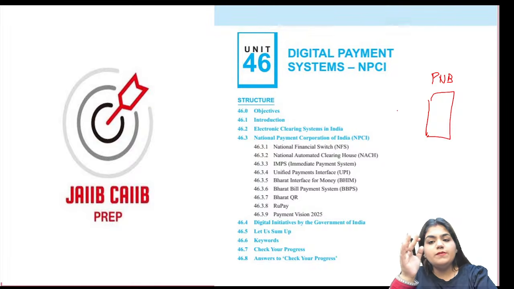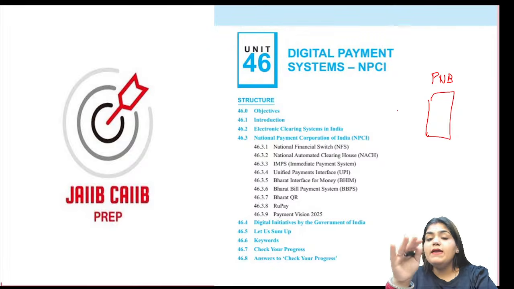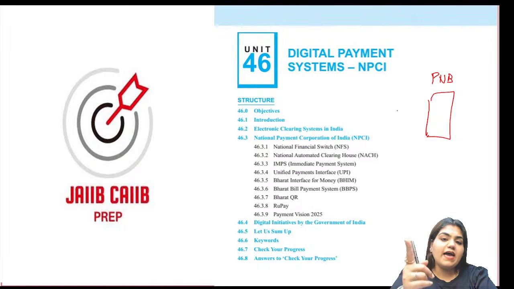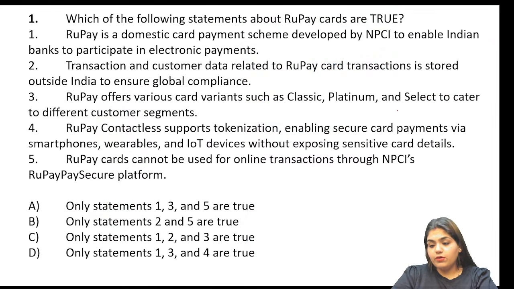NACH is the National Automated Clearing House. This is of India, where physical movement of checks has been stopped. UPI system, IMPS system, BHIM, BPS, you are all doing this every day. Then there was the Payment Vision of 2025. Basically, a very easy unit, a very scoring unit. If you have read this properly and gone through it properly, you will be able to attempt the questions of this unit. Just a reading of the short notes that I have provided will be sufficient for this unit, and you will be scoring well.